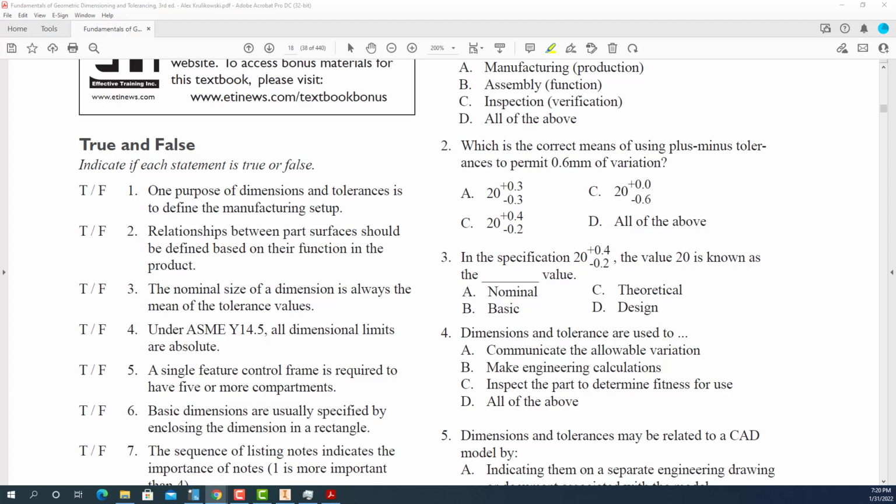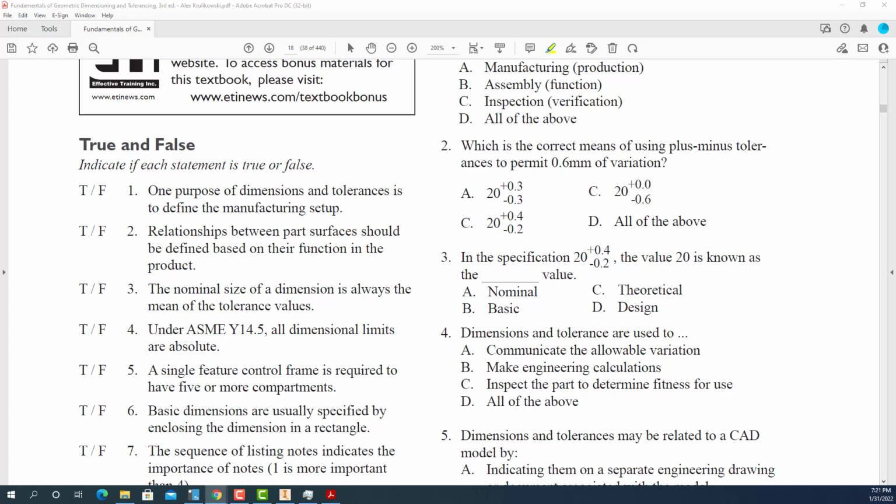James, number 3. The nominal size of a dimension is always the mean of the tolerance values. True. That's not always true. Look for always in true false. If you've ever made up, I hate true false, having to make that up. The nominal size is not always the mean of the tolerance values, because I might model it to the mean, but this is my nominal.